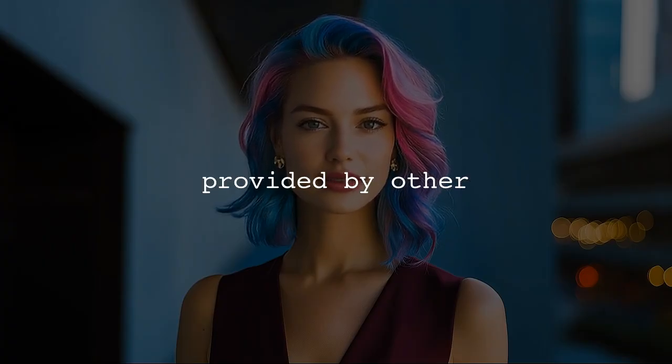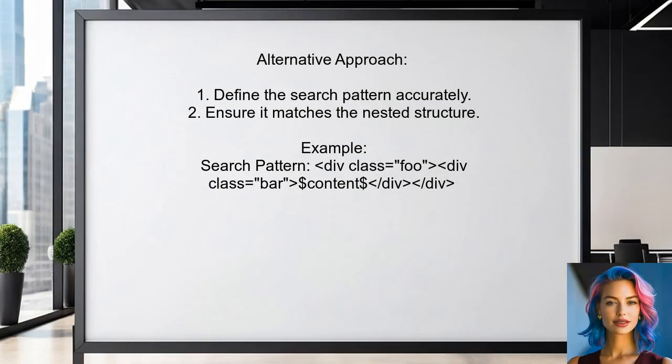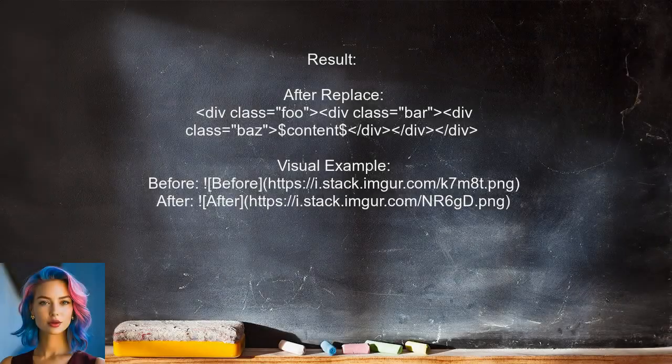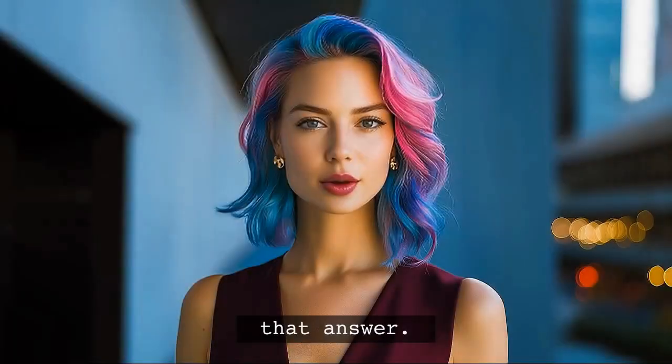Now let's look at the answers provided by other users. An alternative approach shared by another user suggests defining the search pattern slightly differently. They found success by adjusting the structure to match the nested divs correctly. After applying the replace function, the user successfully added the new div with the class base, resulting in the desired 3-level deep structure. That's all on that answer.